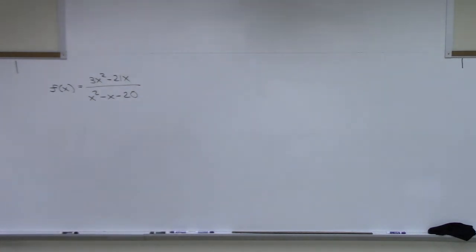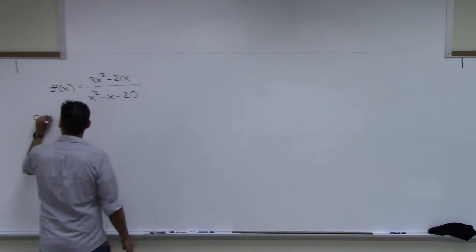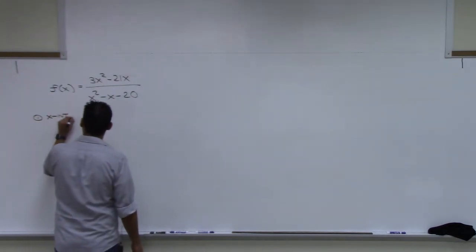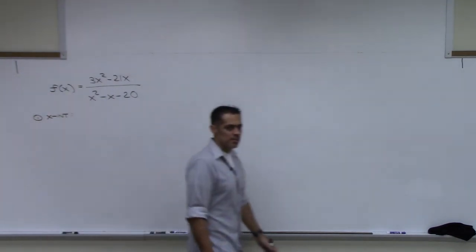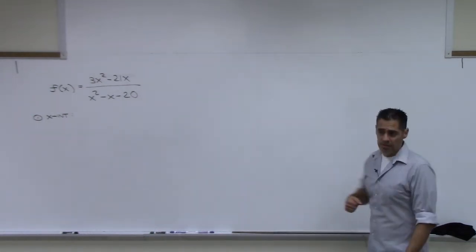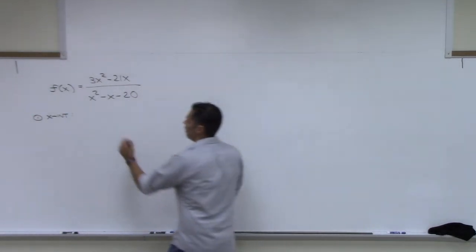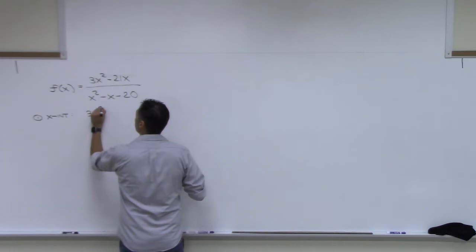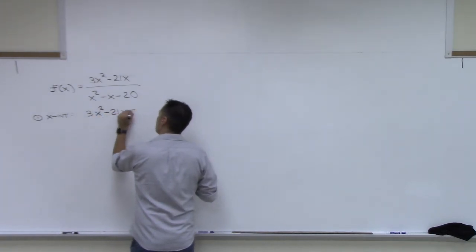Find the x-intercepts. Is that something you should probably have on your reference sheet? Yes. Find the x-intercepts. You should probably tell yourself how to do it, right? How do you find the x-intercepts? Set the numerator to 0. Okay, so you're just going to look at the numerator. 3x squared minus 21x. Set it equal to 0.